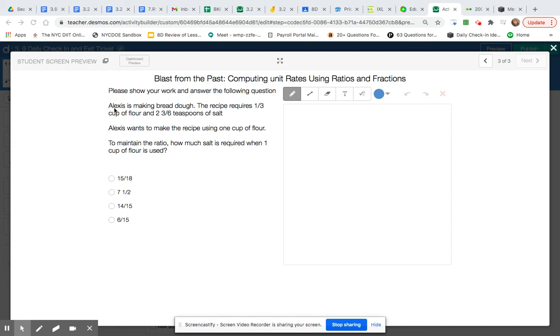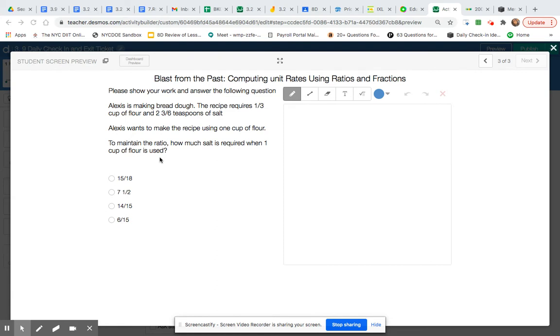Okay, so the question says Alexis is making Verdot. The recipe requires 1/3 cup of flour and 2 3/6 teaspoons of salt. Alexis wants to make the recipe using 1 cup of flour. To maintain this ratio, how much salt is required when 1 cup of flour is used?